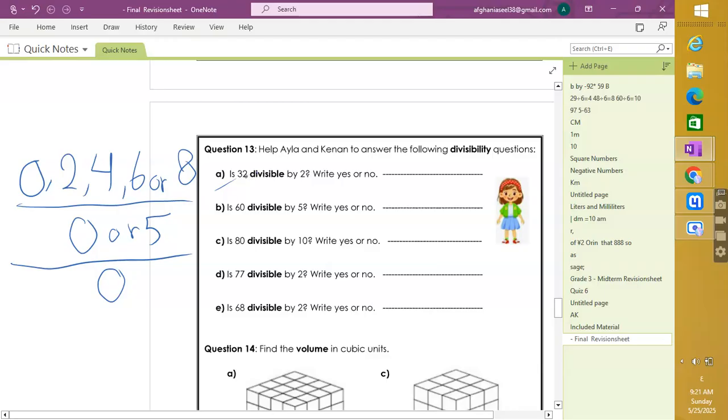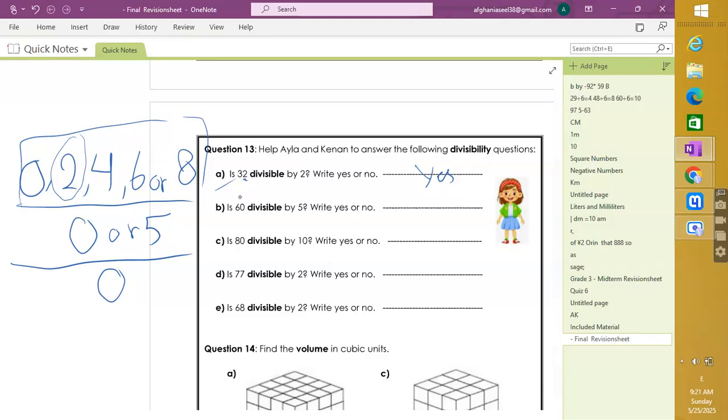Okay? So, is 32 divisible by 2? Look at 32. It ends with 2. So, is it divisible by 2? Yes, we said if it ends with one of these numbers in this collection, that means it's divisible by 2. The answer is yes. What about 60? Is it divisible by 5? Since it ends with 0, of course it's going to be divisible by 5, because any number is divisible by 5 when it ends in 0 or 5.